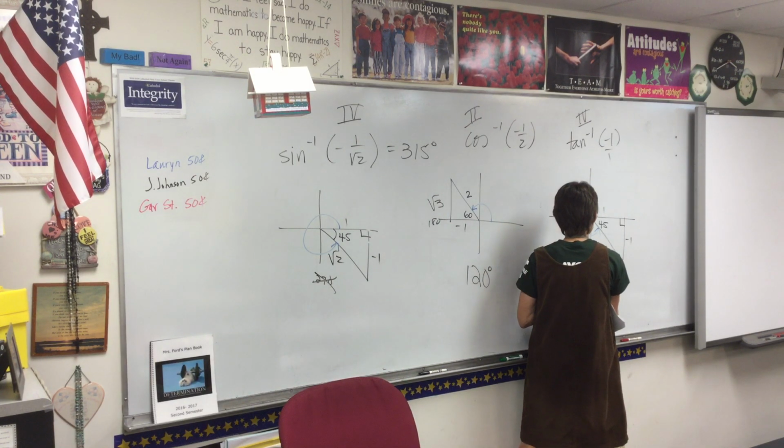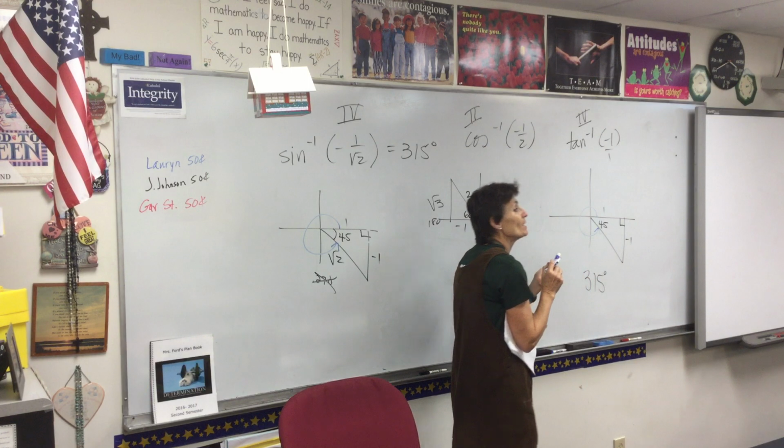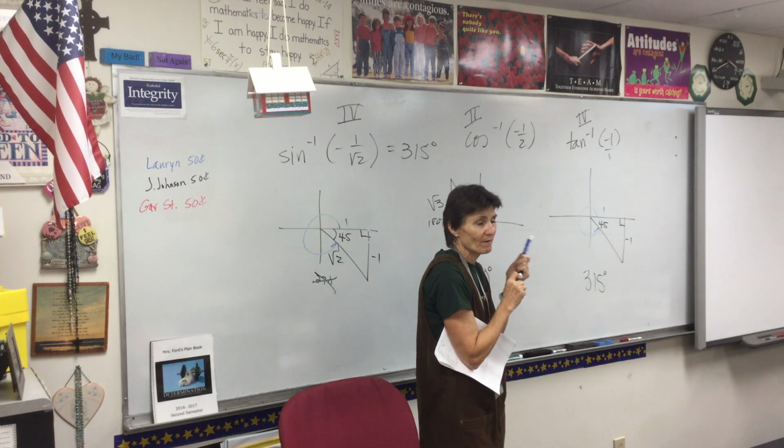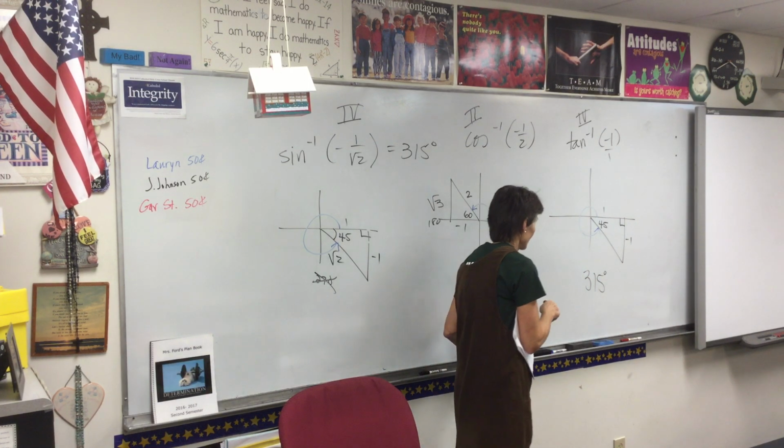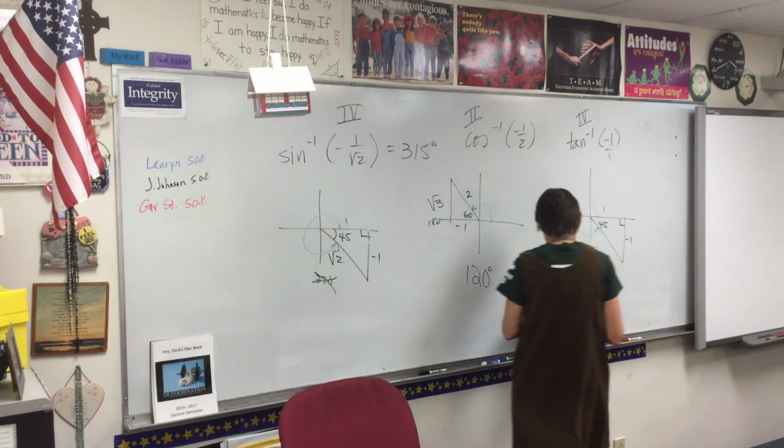And how did we get that? How did we get 315? 360 minus 45. Very good. Very good. Okay, a couple more.